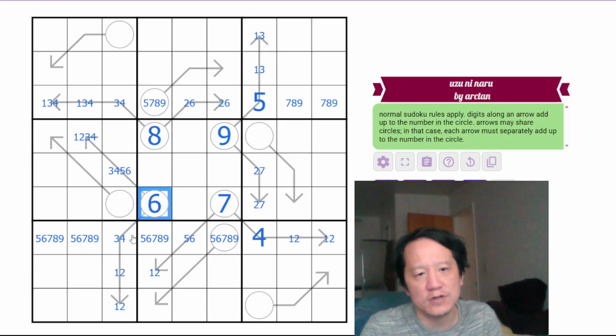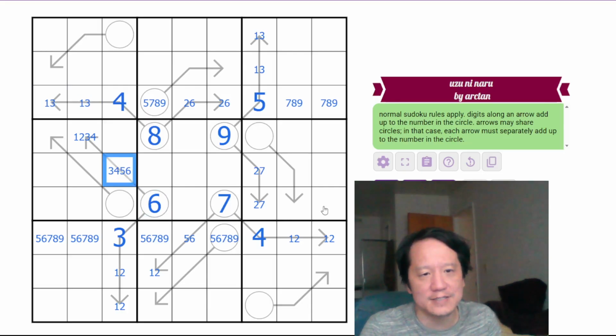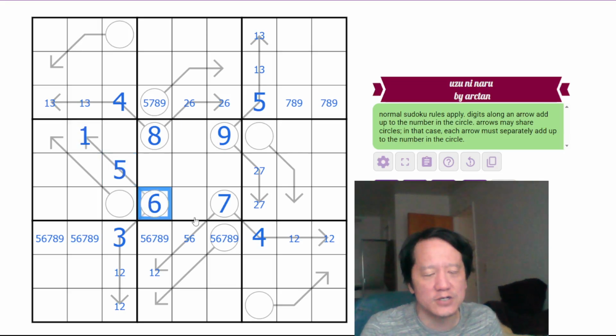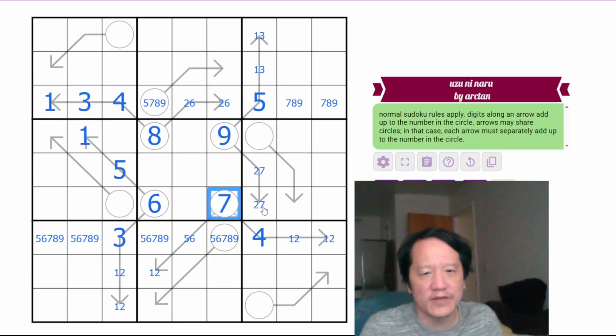This is 6 here. This can't be 4. It's 3. This is 1, 2, 3, adding up to 6. 3 eliminates 3 here, so it's 4, which means this can't be 4 here. This can't be 3 or 4, and it's less than 6, which makes this a 5. So 5 and 1 add up to 6 here. 1 eliminates 1 here, so it's 3 and 1. 7 eliminates 7 here, so it's 2 and 7.